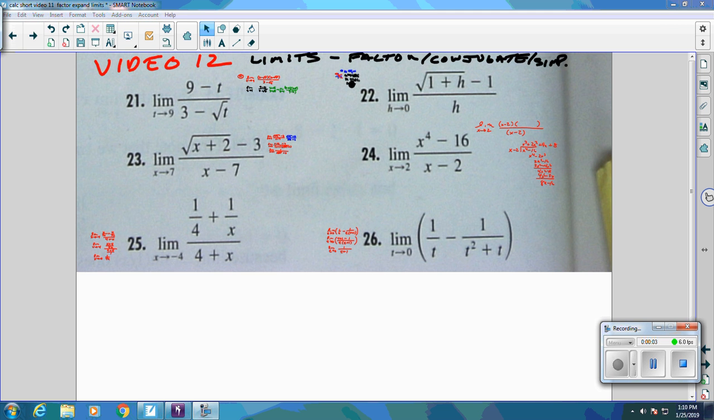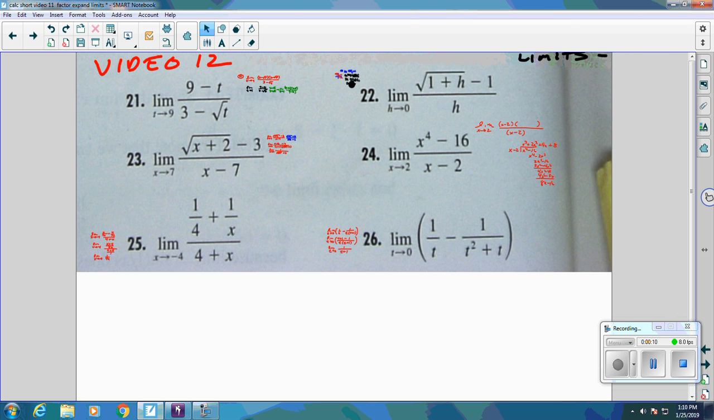We're going to talk about limits, whether they have to be factored or expanded or use the conjugate or simplified in general. This is the 12th video, and again, we're going to go quite fast. If you want to try these, that's great. I have 6 examples on the board.